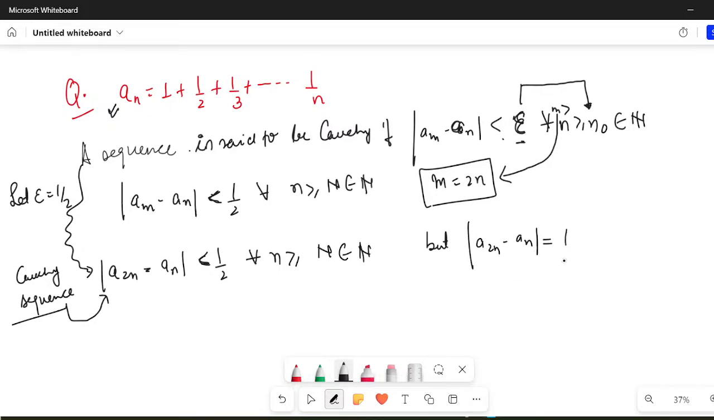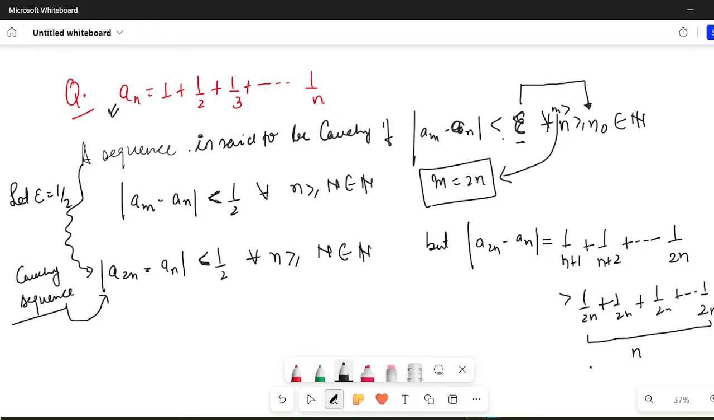Just think about it. It will be equal to 1 upon n plus 1, plus 1 upon n plus 2, up to 1 upon 2n, right? And it will be greater than 1 upon 2n plus 1 upon 2n plus 1 upon 2n up to 1 upon 2n. And how many 1 upon 2n's are these? These are n terms of 1 upon 2n. So I can write that the modulus of a2n minus an will always be greater than or equal to half for all n belonging to the natural numbers. Okay, so here we arrive at a contradiction.